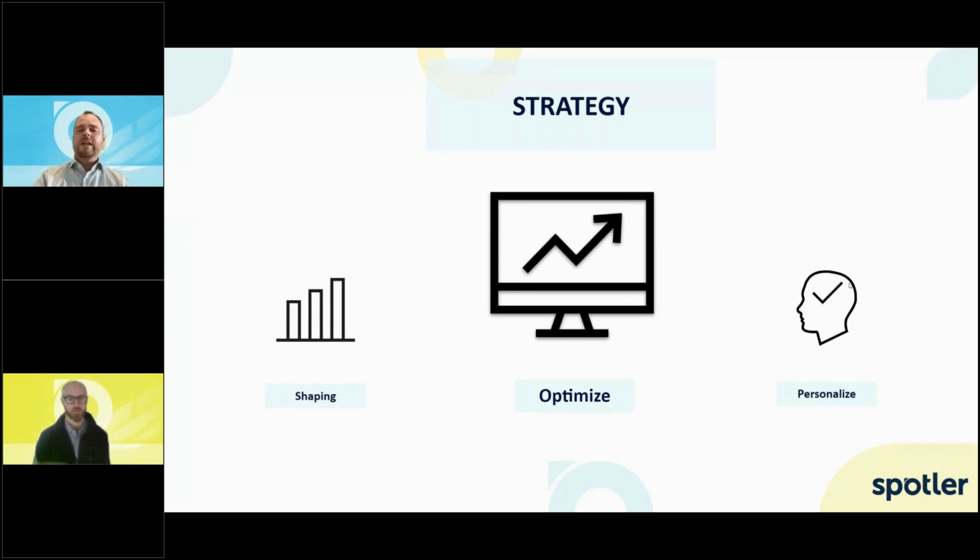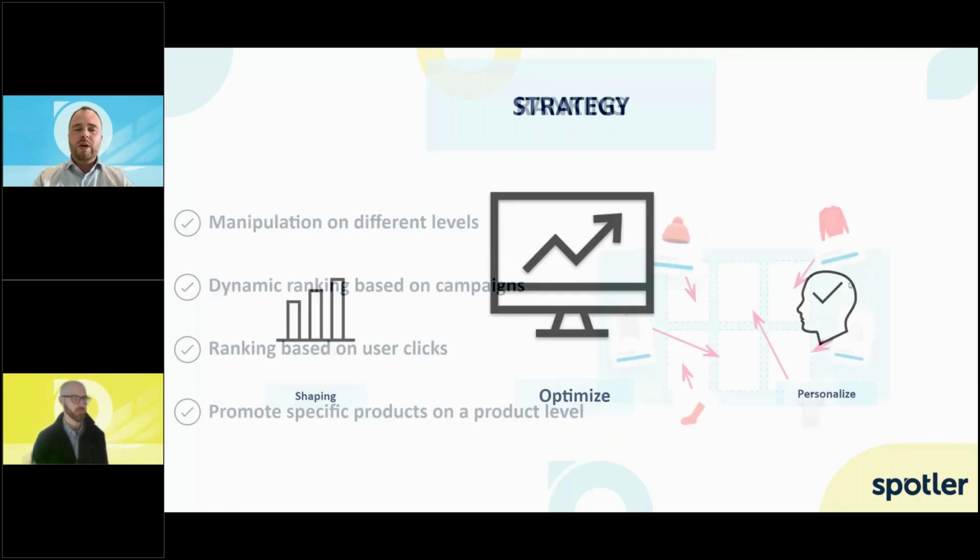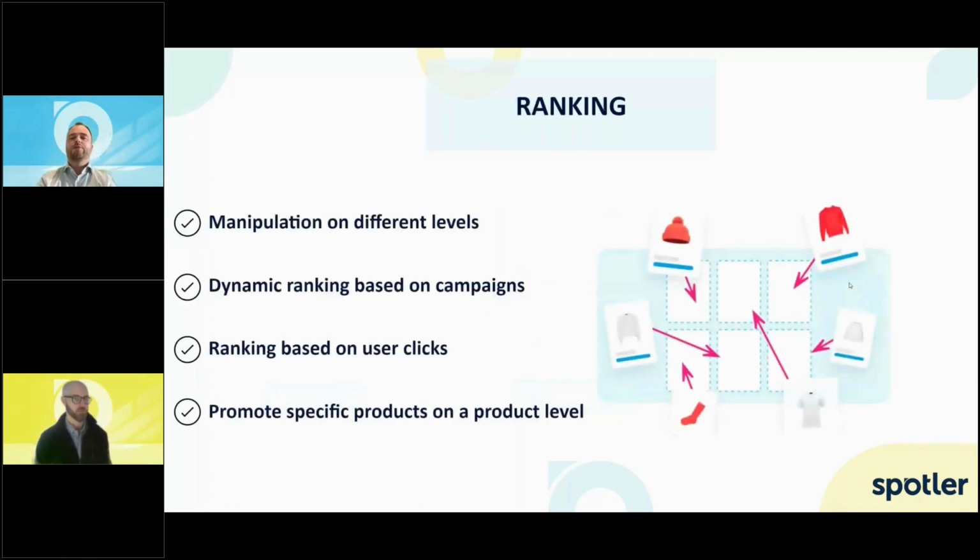If we look a little bit more at the optimized part of the tooling, then you are going to use it as a conversion engine instead of only using it as a search tool. I think the most important part here is ranking. What you can do with our tooling is manipulation on a lot of different levels. So for example, you have some business rules. Maybe you have your own brand that you want to push a little bit more because you have a higher margin on these products.